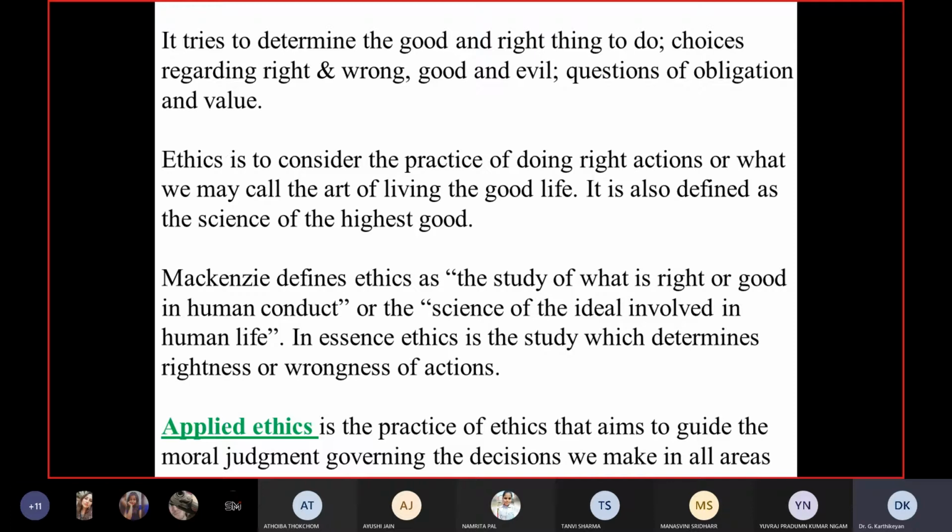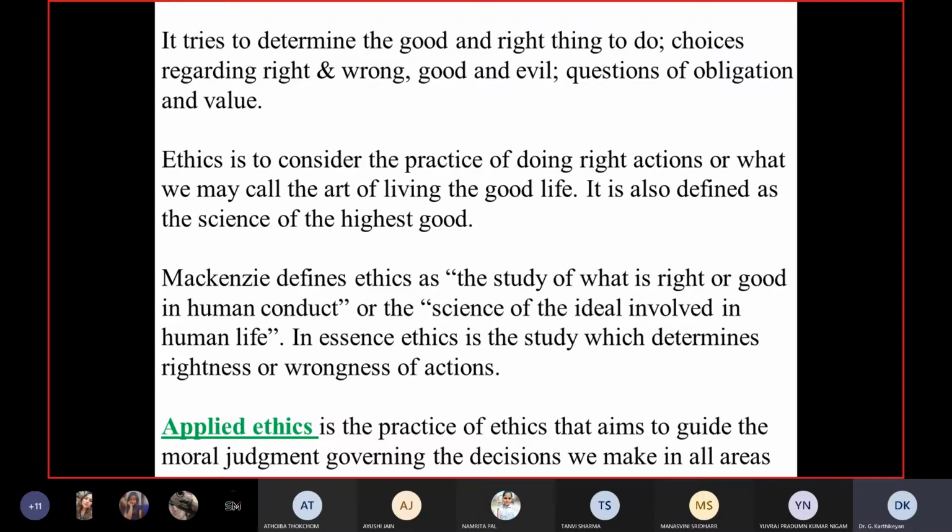Human life has certain ideals: that I will not do this under any circumstances, or under certain circumstances, I might do this if it is helpful to somebody else. So our ideals are, as I said, vacillating. They oscillate between two different extremes. In essence, ethics is the study which determines the rightness or wrongness of actions.